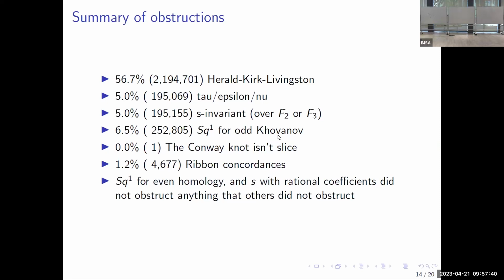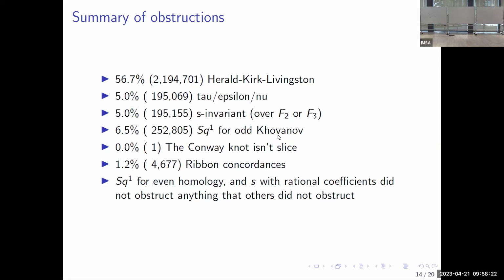6.5% were obstructed by SQ1. This is a generalization of the S invariant, a different version of the S invariant for odd Khovanov homology. That's somewhat better than the S invariant, obstructing about 20% more knots, right? And then there's one obstruction that is just that the Conway knot isn't slice, which obstructs one knot, but really it obstructs 1,673, because all of the ones that were concordant to the Conway knot are therefore also not slice.